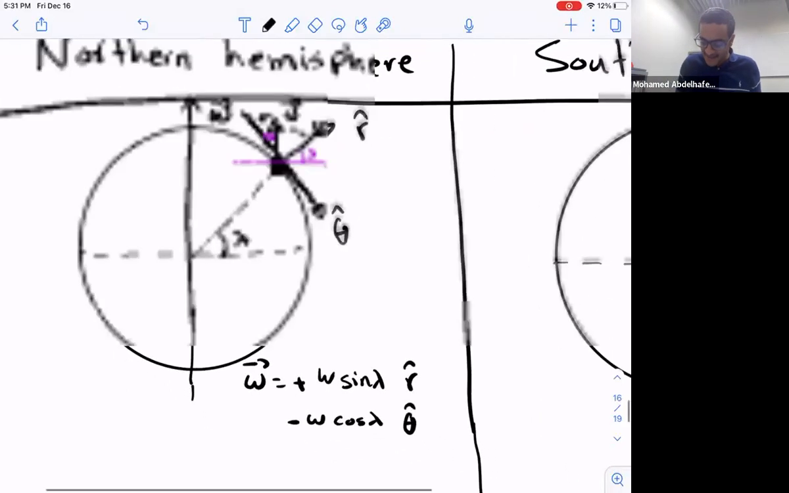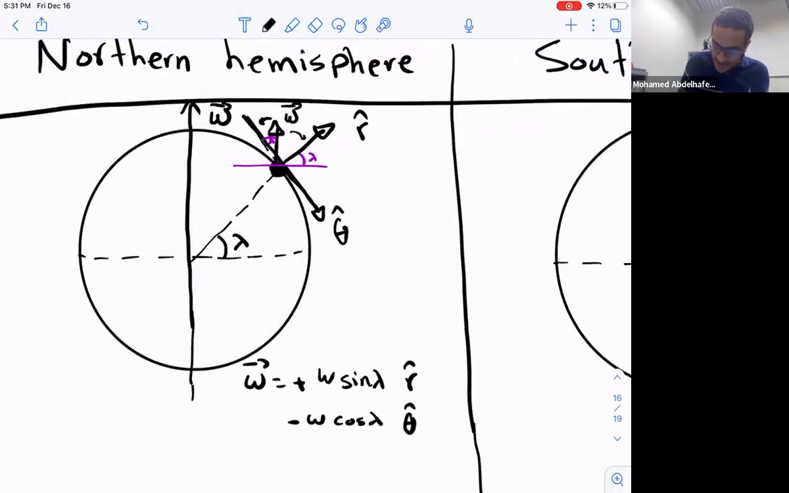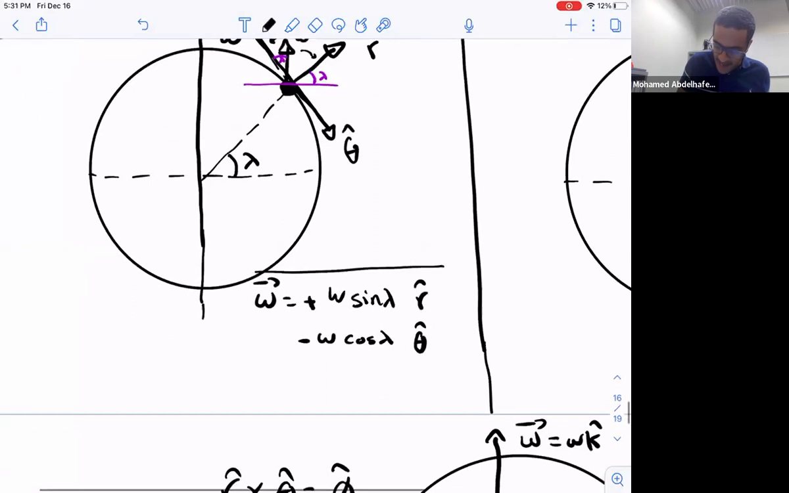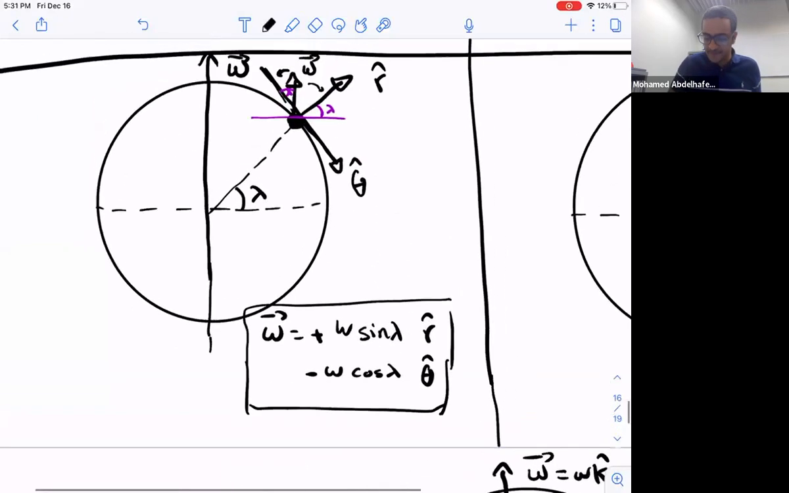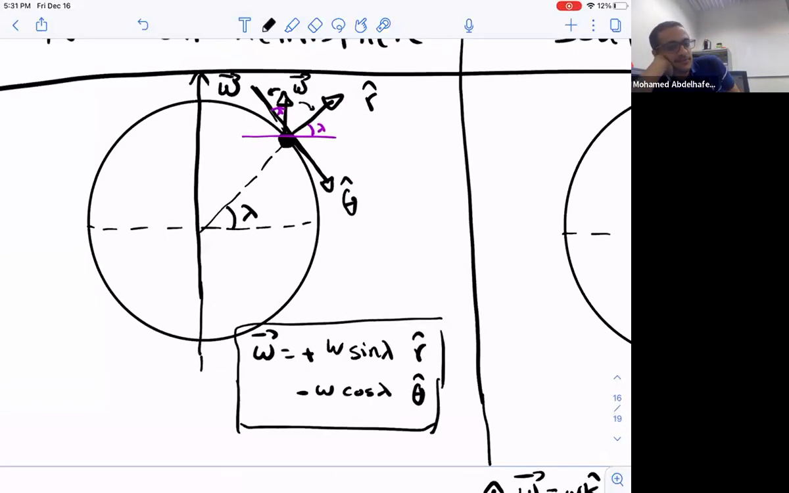So that's an exercise that you need to be very familiar with: how to write down the omega vector in spherical coordinates. Questions about it?